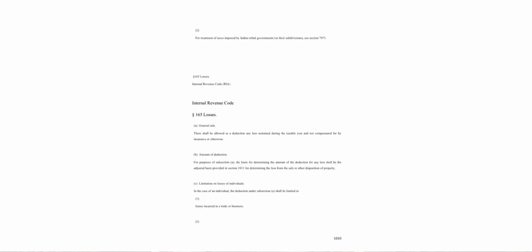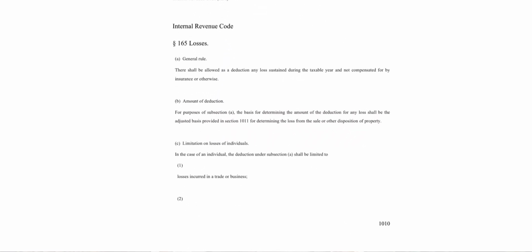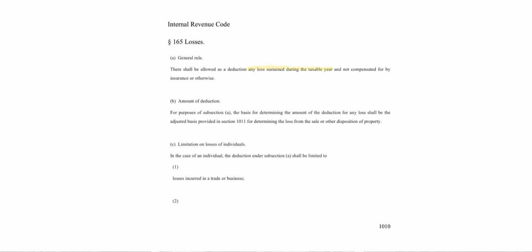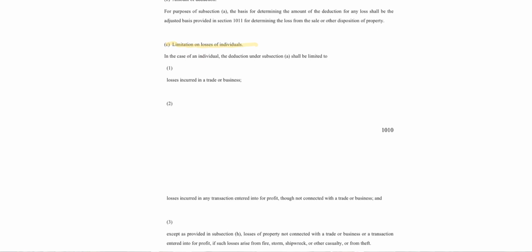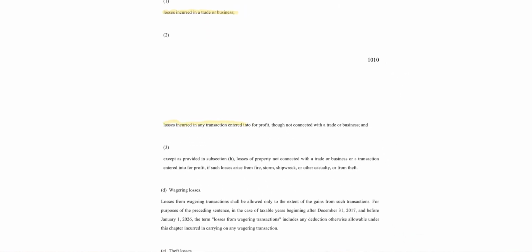Okay, so let's go ahead and take a look at those two code sections. Section 165 says there shall be allowed as a deduction any loss sustained during the taxable year and not compensated for by insurance or otherwise. But then it says there's a limitation on losses of individuals, which we do have an individual here. In the case of an individual, the deduction of subsection A shall be limited to losses incurred in trade or business, losses incurred in any transaction entered into for profit, though not connected with trade or business, and then if it's a personal loss, only if it arises from storm, shipwreck, theft, or other casualty.